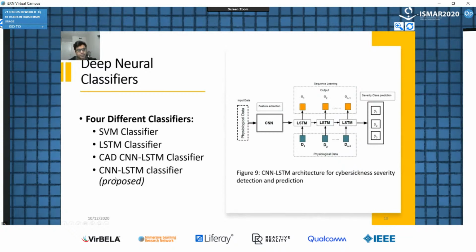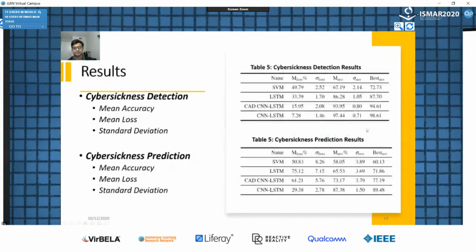Finally, we proposed our own CNN and LSTM classifier that is much simpler and that is more specific to cybersickness. And this is an overview of that architecture. So we have a CNN layer to extract the features, and then a couple of LSTM layers to get the temporal information from the data. And then we finally predicted the severity class.